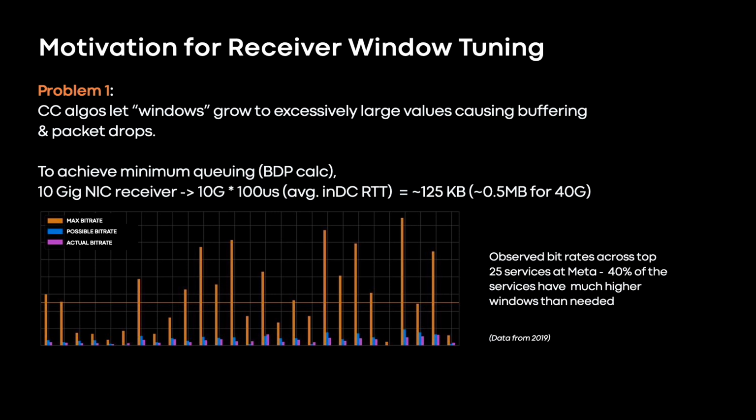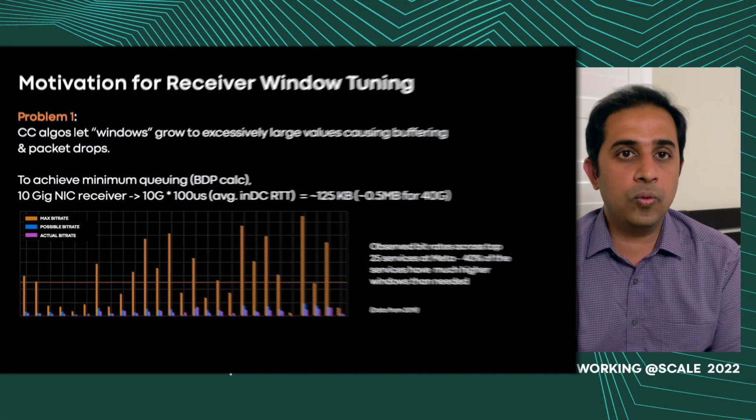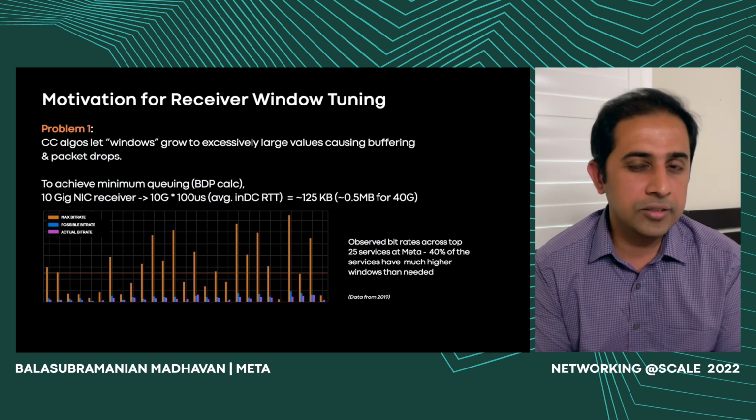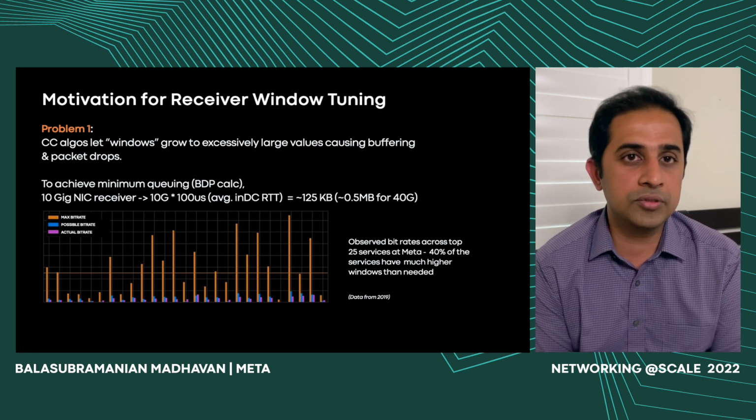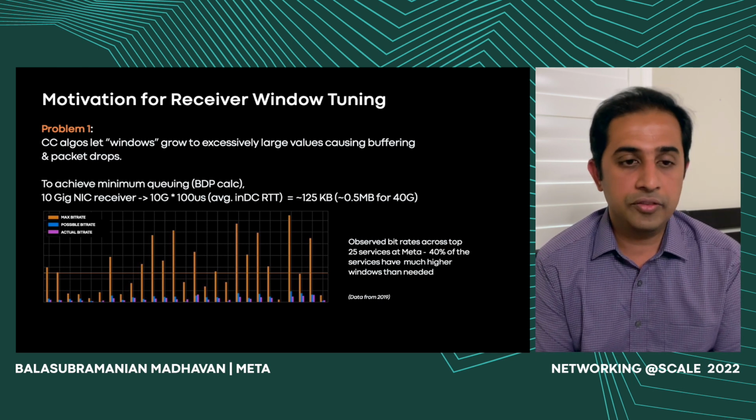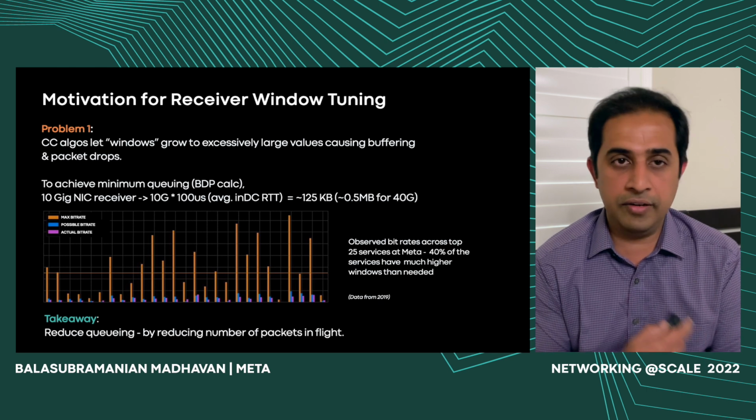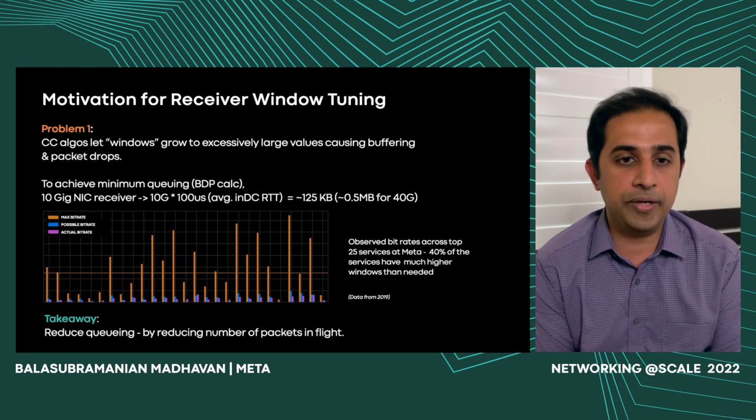So using this theoretical value, we did an analysis on the top 25 services in Meta to understand what the exact window values for these flows are. And pretty interesting, we figured out that 40% of the services actually have windows much larger than what a receiver needs to handle data with minimum queuing. So what this tells us is that depending on congestion control algorithms alone doesn't help us limit our windows to a safe value that would prevent retransmissions and queuing from happening, right?